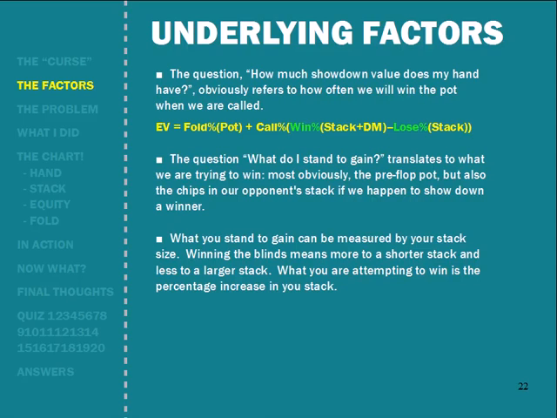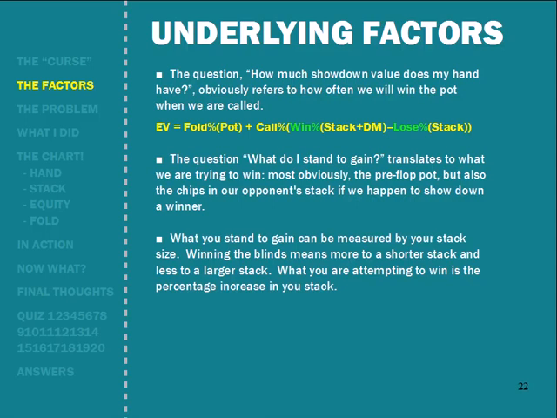But winning the blinds means more to a shorter stack and less to a larger stack, right? So say that you have 3 blinds, and the amount of the pre-flop pot in the middle is 1.5 blinds. Well, winning those 1.5 blinds is going to mean more to a shorter stack than to a larger stack. It's a larger percentage increase to gain those 1.5 with a 3 blind stack than if you had, say, a 10 blind stack, where it's not as big of an increase.